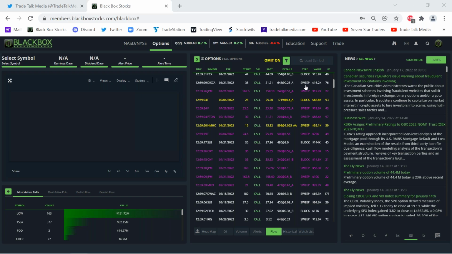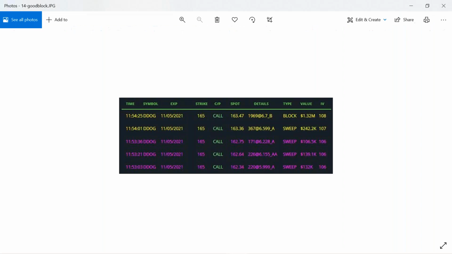I'm actually going to pull up a graphic here. We'll see something like this, and I'll post this on social media, where it's sweep, sweep, sweep, sweep, block. And these are good dollar amounts, 132, 139, 106, 242, but then the block is for $1.3 million. And people will say, well, wait a minute, you said we don't follow blocks. Well, here's the thing. If blocks and sweeps are mixed together, yes, we do need that block information. So this is where people kind of get confused a little bit.